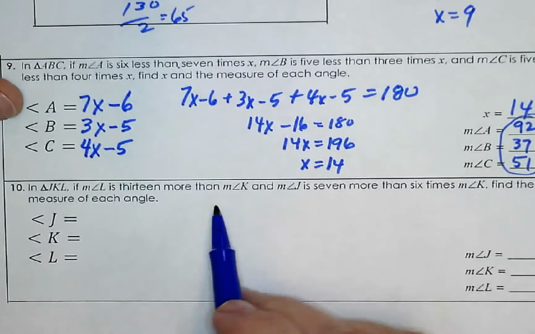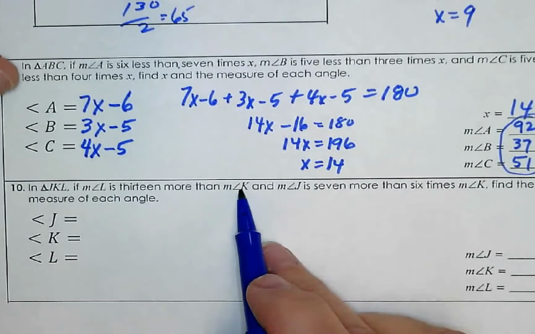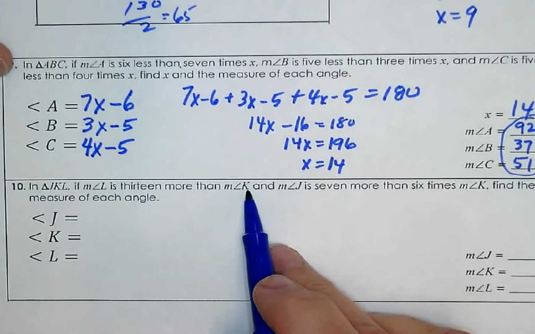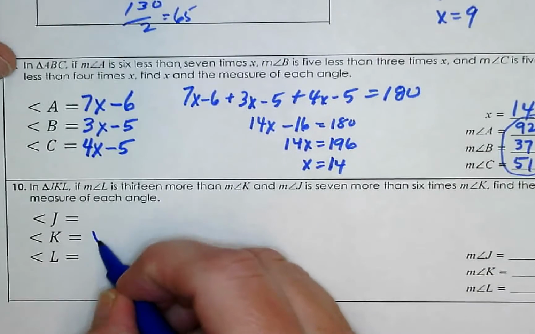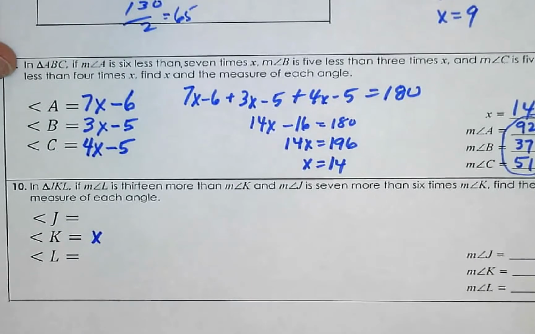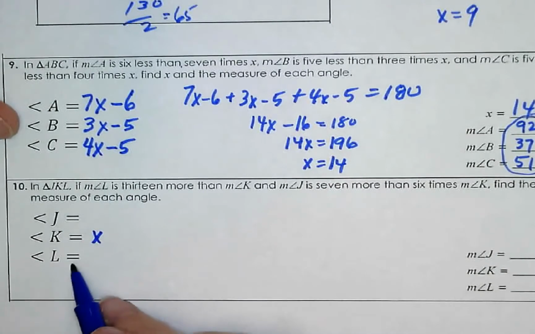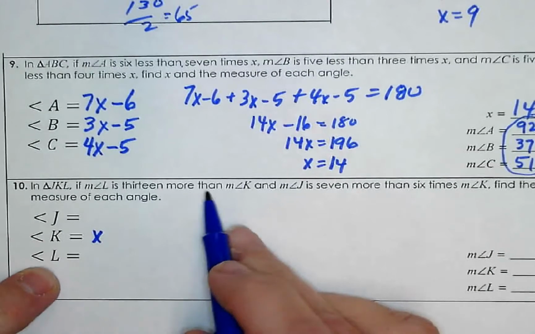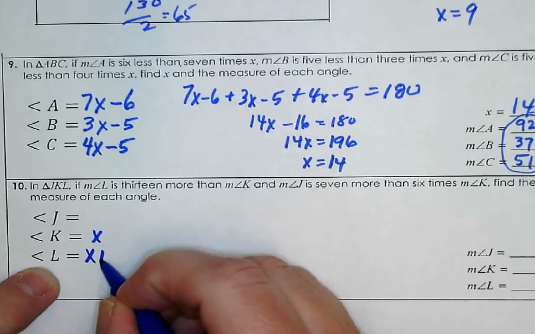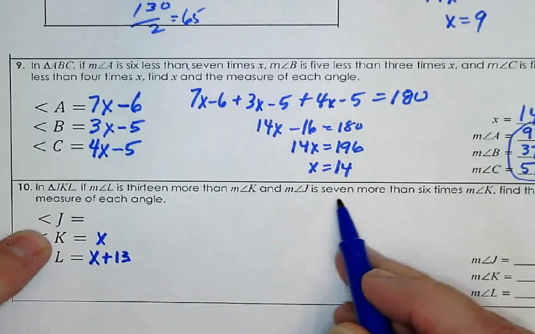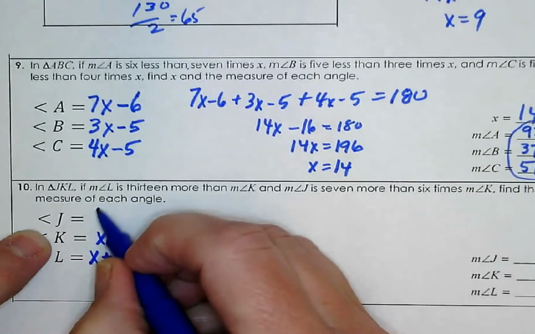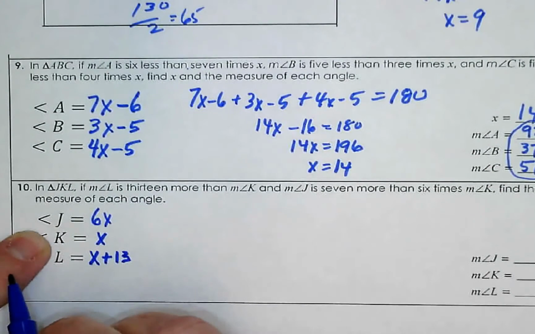And the last one here, remember, when I read through a statement like this, the last one mentioned is x. Both of these have a last one of angle K, so K is going to be my x. Angle L, right down here, is 13 more than that. So 13 more than x. And angle J is 7 more than 6 times that, so 6x plus 7.